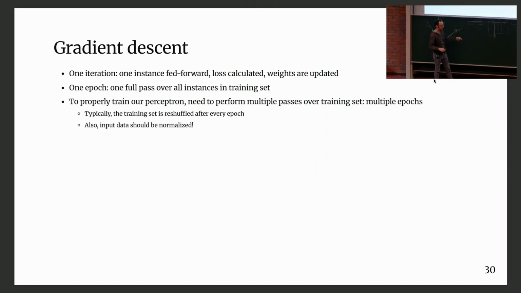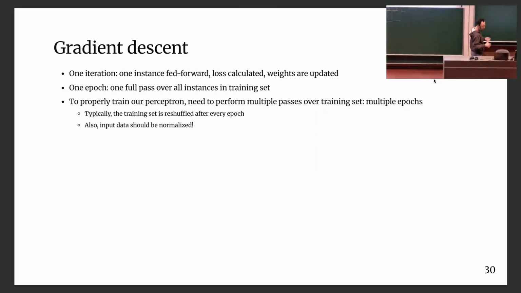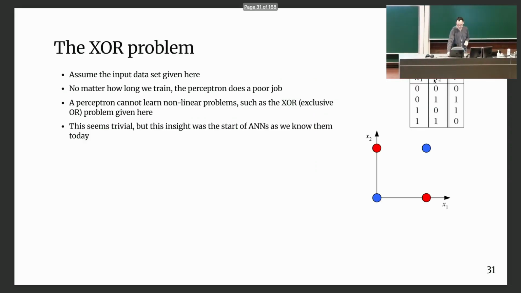And still you can then do multiple epochs of that. That's typically called stochastic gradient descent. So the difference being, do you perform a weight update after having given it a full data set or instance after instance?